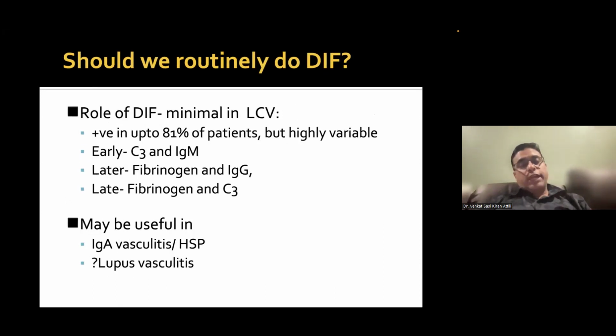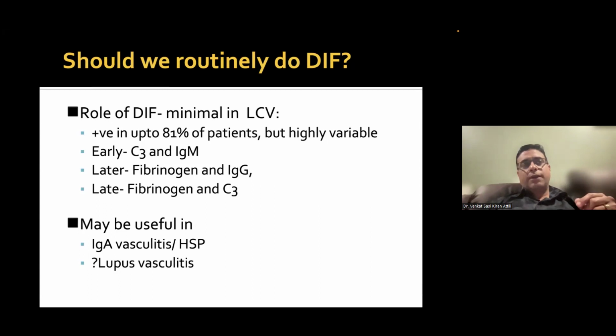Should we routinely do DIF? To be honest, DIF has no role in the diagnosis of vasculitis, especially small vessel or medium vessel vasculitis, because it's positive in about 81% of patients, but highly variable. Early, you can have C3 and IgM. Later, you have fibrinogen and IgG. Late, IgG disappears and you only have C3 and fibrinogen. May be useful in IgA vasculitis or Henoch-Schönlein purpura.